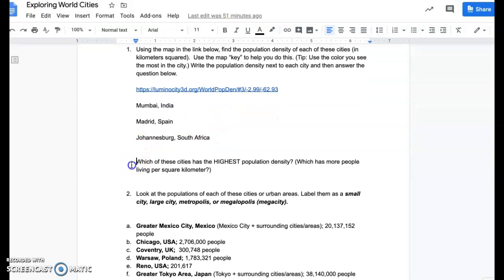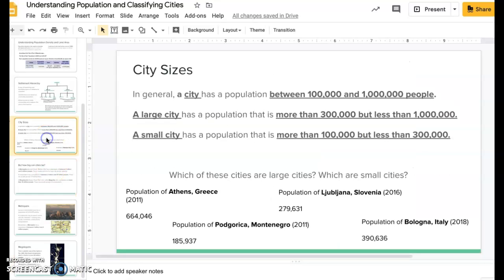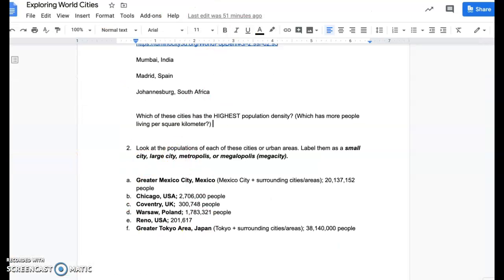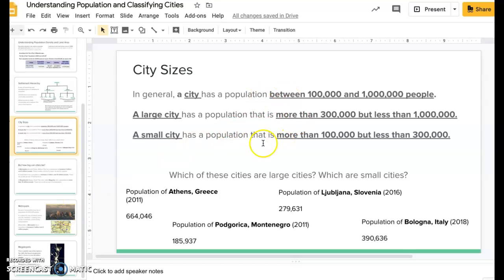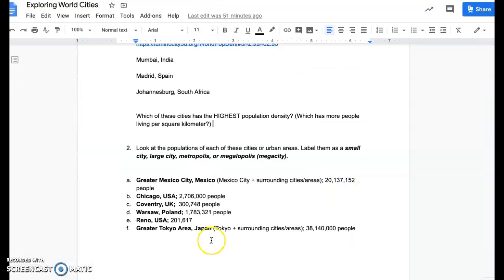Once you finish that, you'll answer this question: which of those cities has the highest population density, so the most people living per square kilometer? After that, you're going to look at the populations of these cities here that I've written and label them as either small cities, large cities, metropolises, or megalopolises. So look at the number of the population in these cities, and then you can look back at our slideshow to see which are these. Are these large cities, small cities, metropolises, or megalopolises? So you'll write that here.